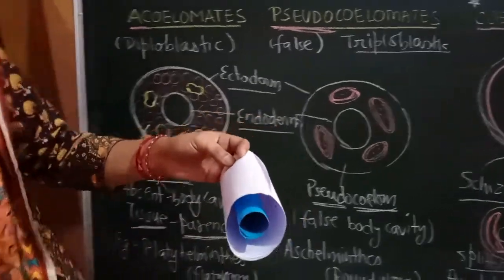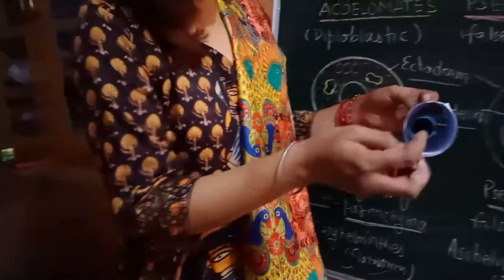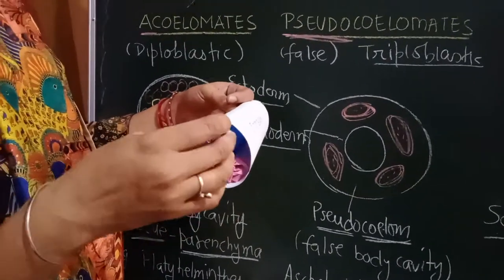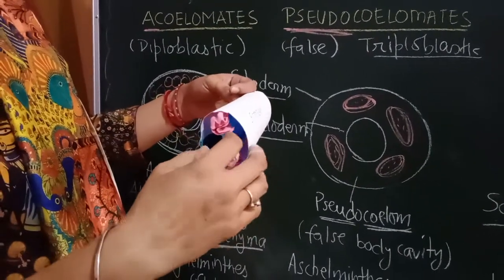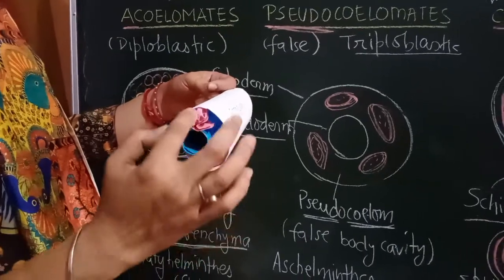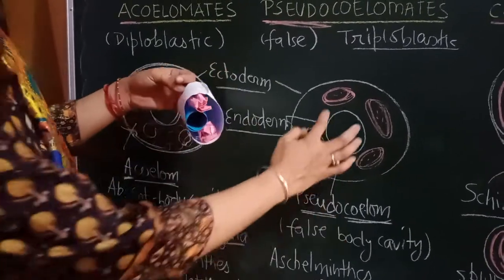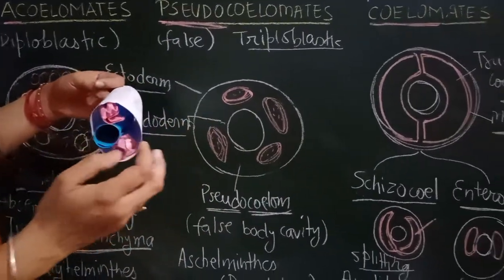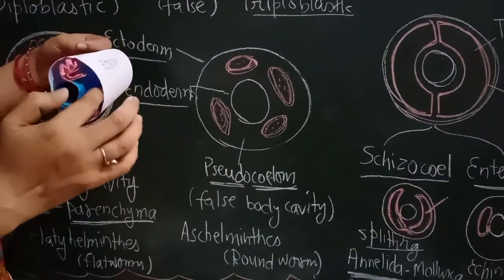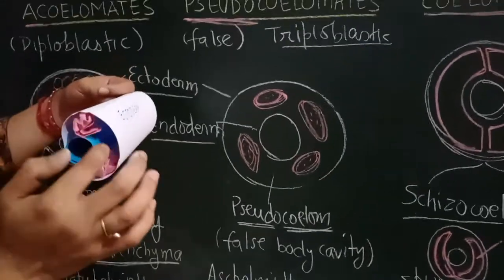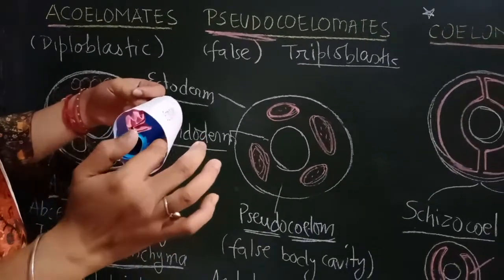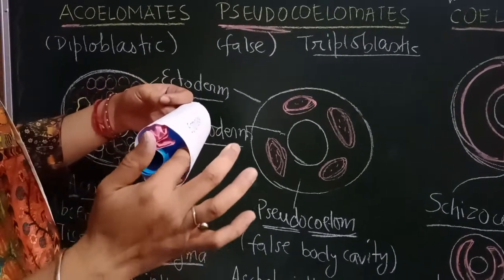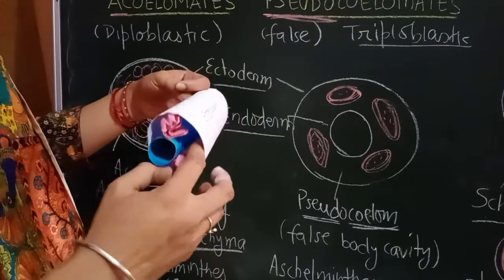In the case of the pseudocoelom, the two layers are there and in between them are the pouches, these patches of the mesoderm. So we have here drawn 4 patches. So these patches are there. So the space is there, but it is not properly lined by the mesoderm. So such space is seen to be false space. So the space is called pseudocoelom.